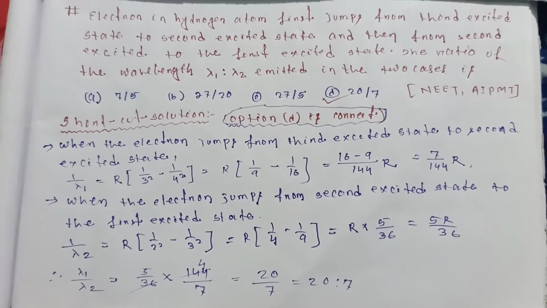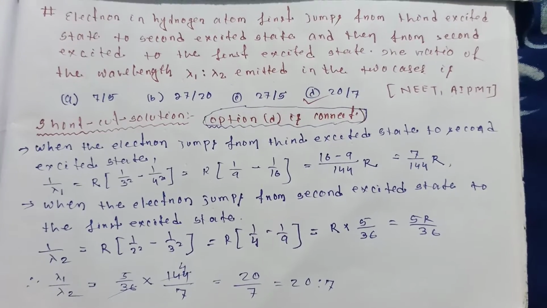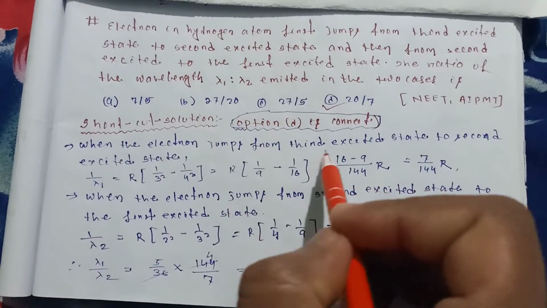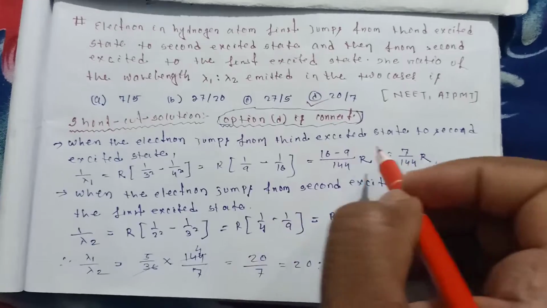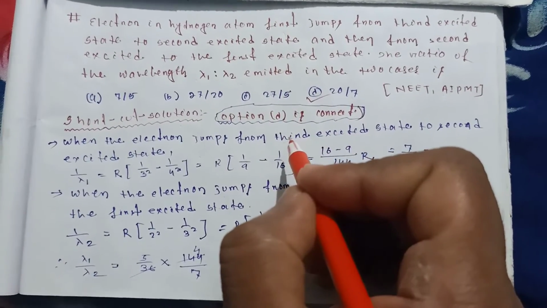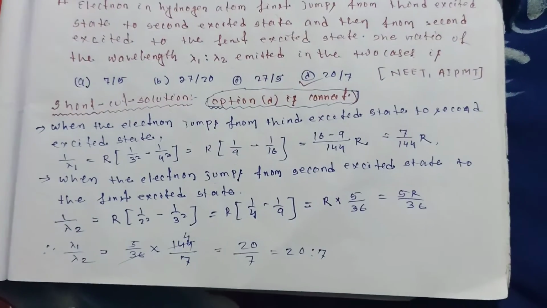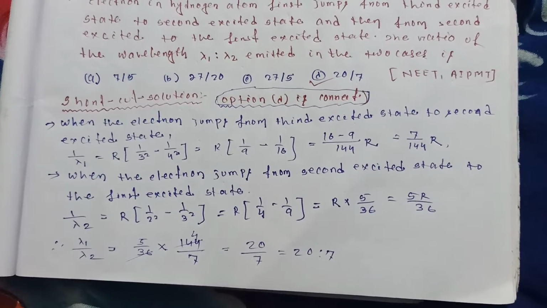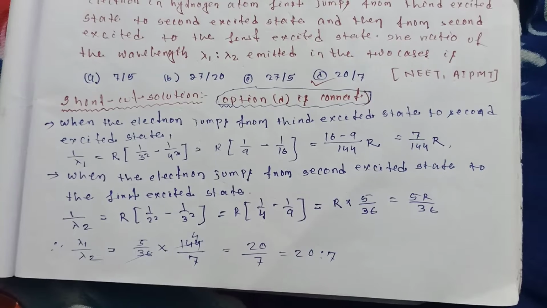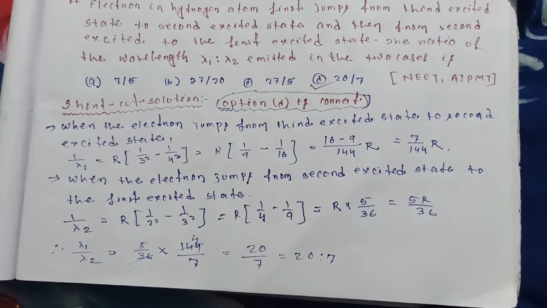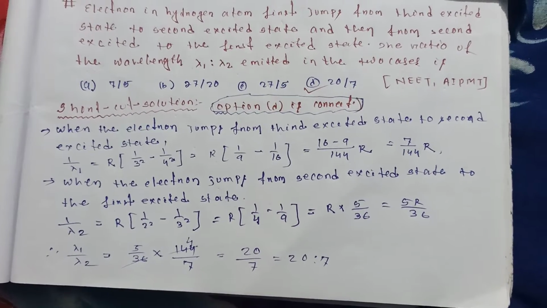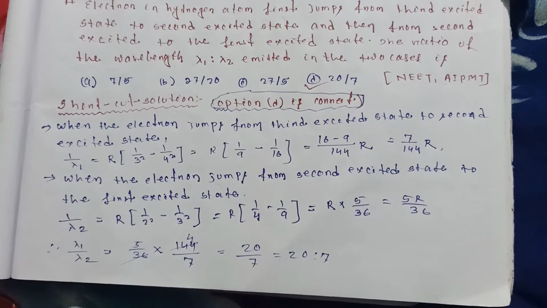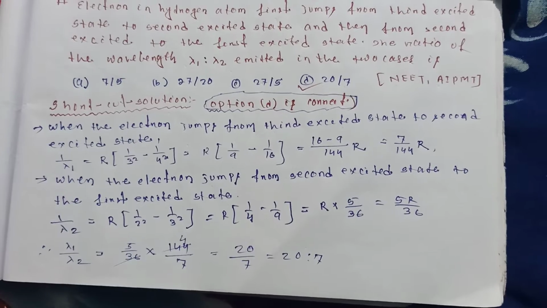Because when the electron jumps from the third excited state to the second excited state, here third excited state means n = 4, and second excited state means n = 3. So 1 by lambda 1 is equal to R times (1 by 3 square minus 1 by 4 square). So we get 7 by 144 R.